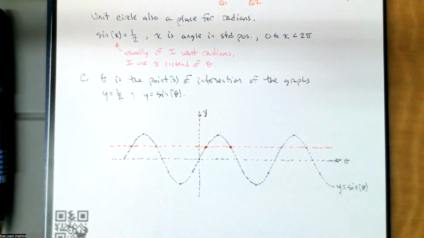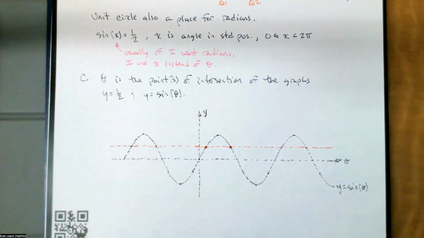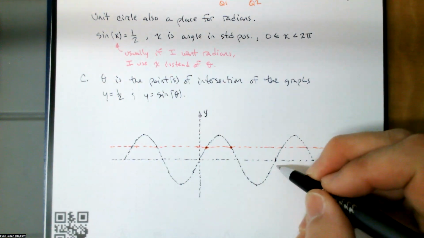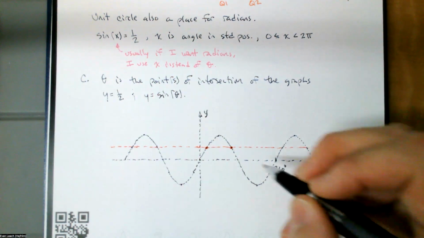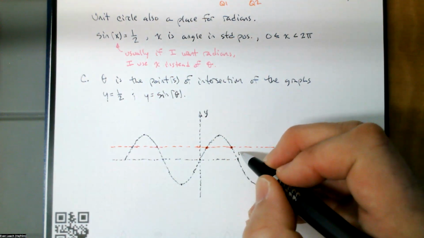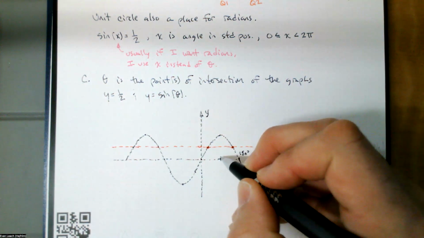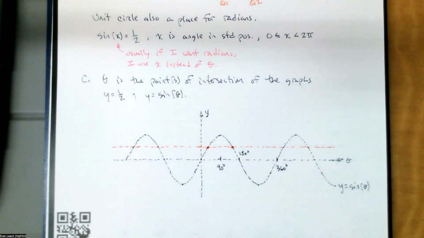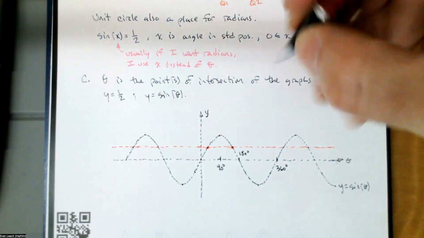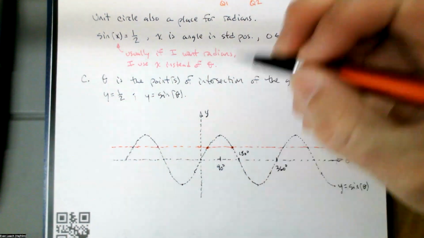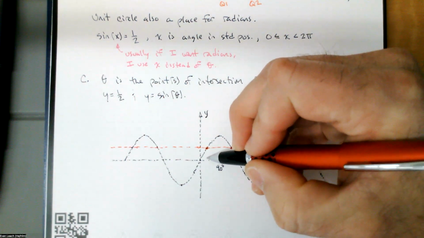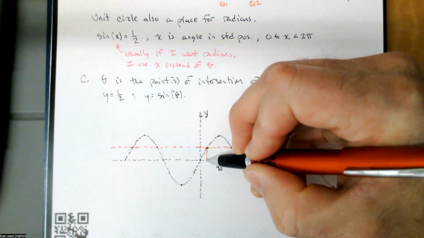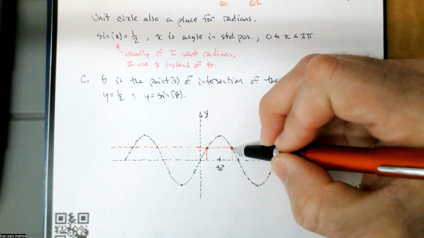So we can see in this first cycle between 0 and 360, we're in degrees, so I'll call this 360, we get the same two solutions from before. We get 30 degrees and 150 degrees. Here's our quadrant 1 solution, and here's our quadrant 2 solution.